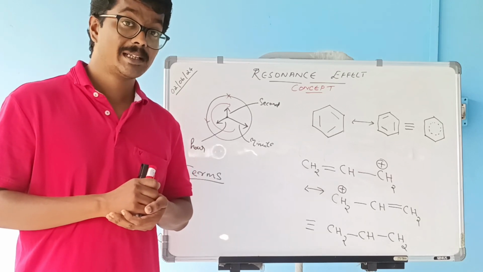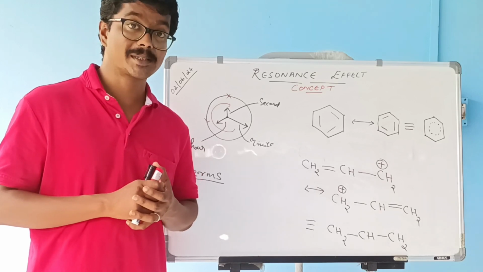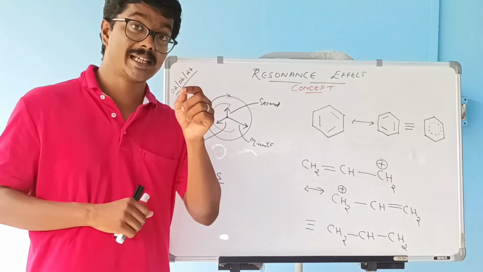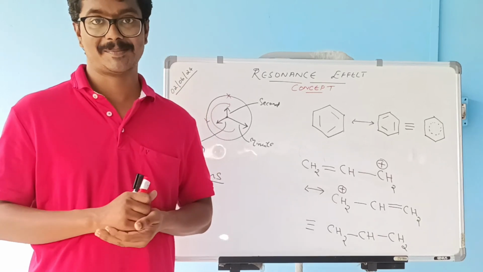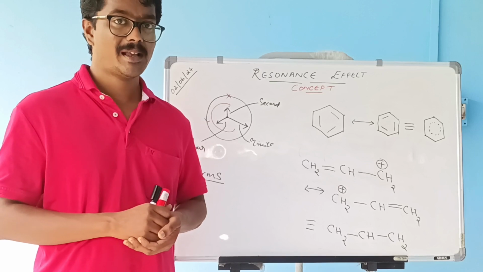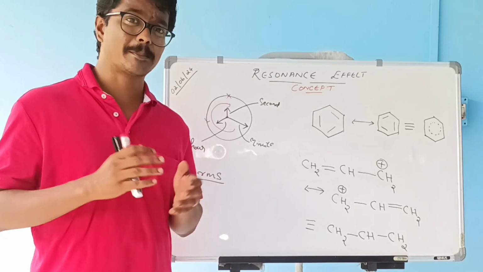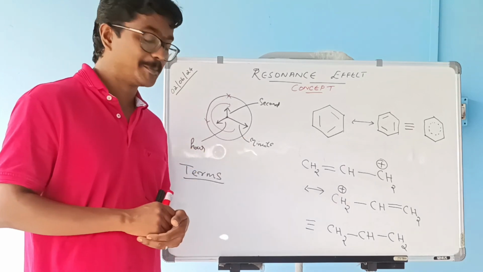So let me repeat. The behavior of certain compounds in organic chemistry cannot be represented by using a single structure. It can be represented by using a hybrid structure or a combination of two or more structures. This is called resonance. And why is this happening? What is the reason behind representing more than one structure? Let's move on to the concept then.